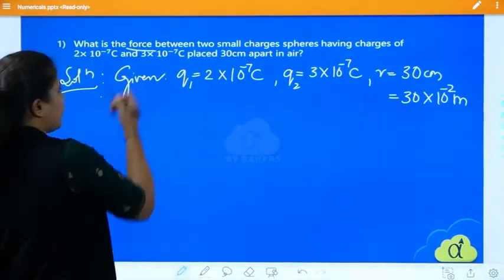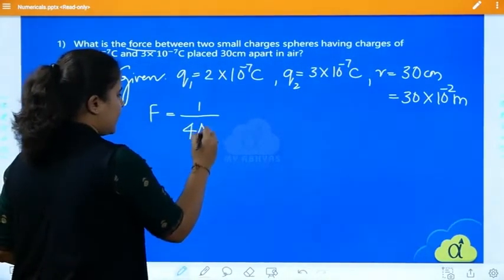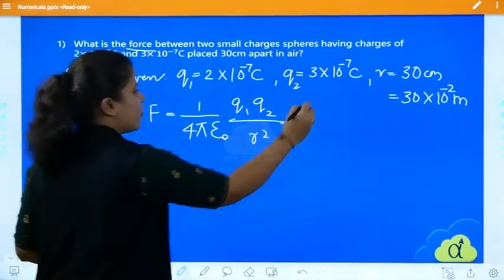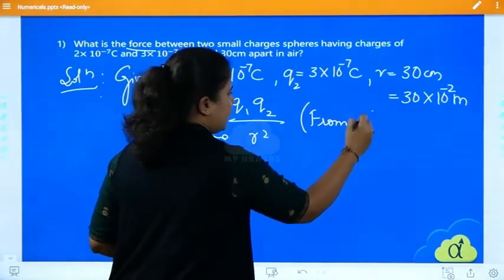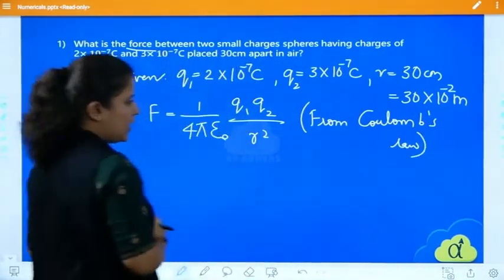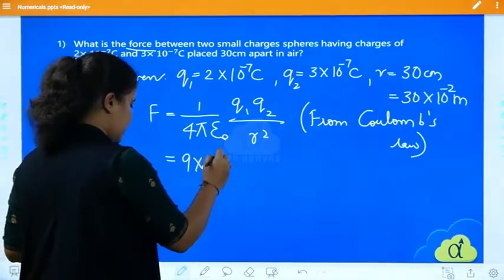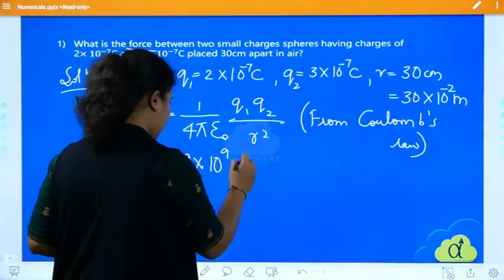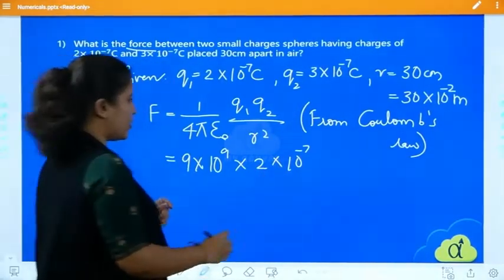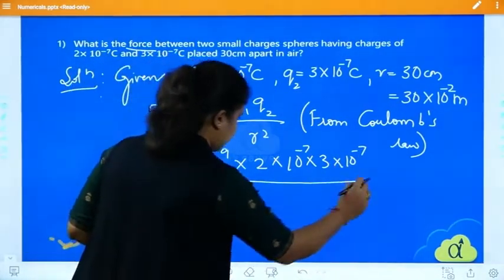Now what I have to find out? I have to find out the force. So force will be what? Force is equal to 1 divided by 4 pi epsilon naught, Q1 Q2 divided by R square. This is from Coulomb's law. You can mention it if you want, or else it's also okay. Next, 1 divided by 4 pi epsilon naught is nothing but 9 into 10 raised to 9, right? And Q1 is 2 into 10 raised to minus 7. And Q2 is again 3 into 10 raised to minus 7, divided by R square.